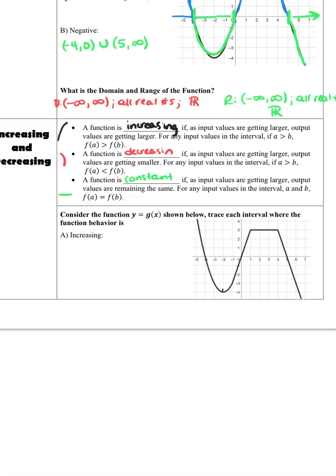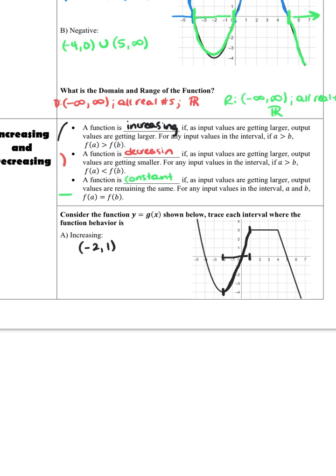All right, so where is the function increasing? So it starts going up from here to here, or from -2 to 1. Remember, we only want the x coordinates. So it's increasing from -2 to 1.